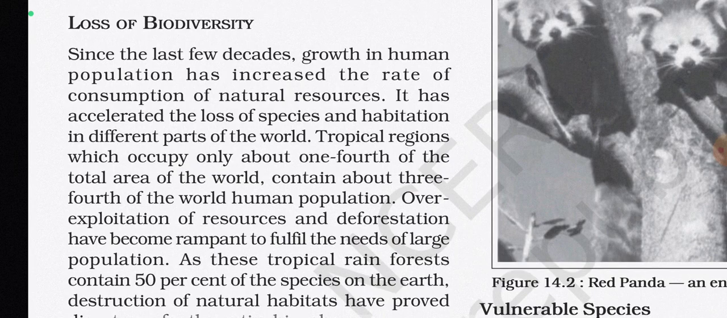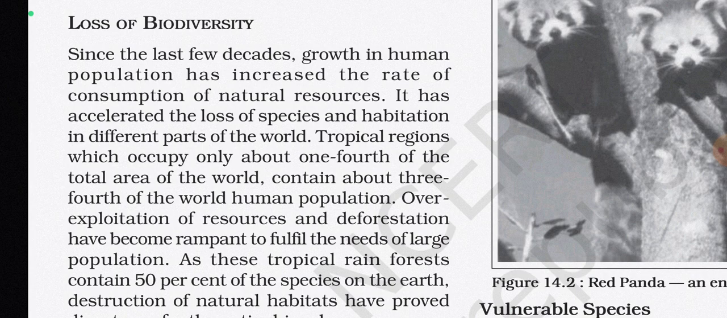Loss of biodiversity. Since the last few decades, growth in human population has increased the rate of consumption of natural resources. It has accelerated the loss of species and habitation in different parts of the world. Tropical regions, which occupy only about one-fourth of the total area of the world, contain about three-fourths of the world human population.